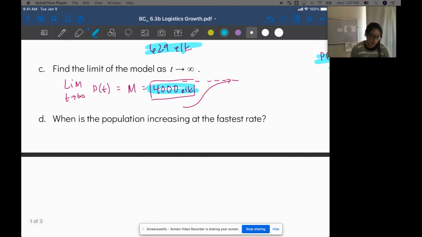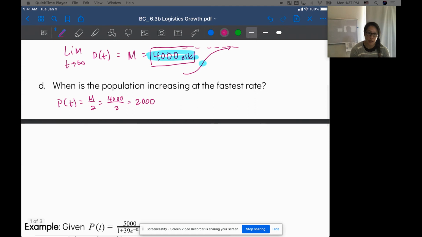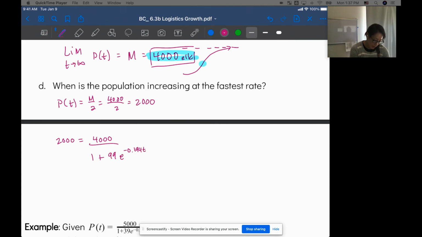So when is the population increasing the fastest? Remember, it is increasing the fastest at the inflection point of our curve, or half of the population. So when P of t is equal to M over 2, our carrying capacity is 4,000. Divide that by 2 to give us 2,000. So that's the population. Now we need to plug it in to find the corresponding time. So I get 2,000 is equal to 4,000 over 1 plus 99 e to the negative 0.194t.